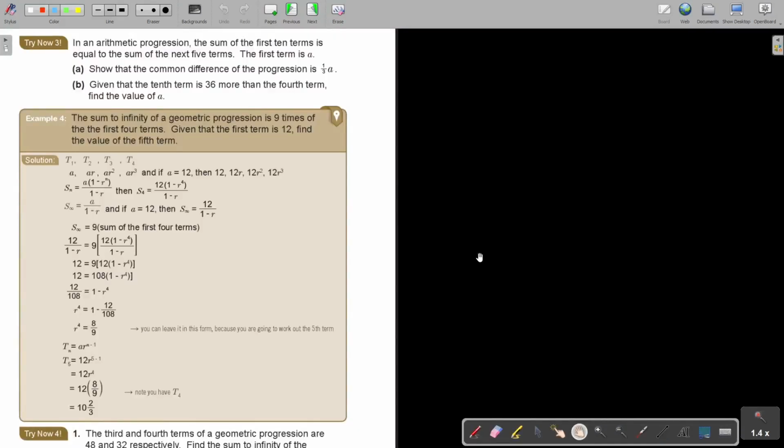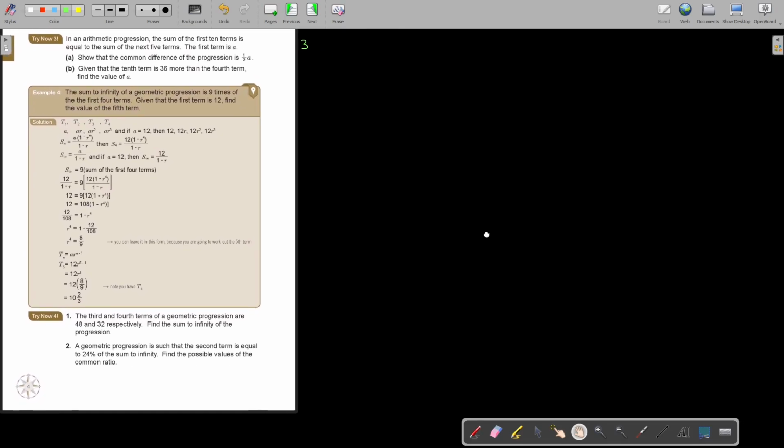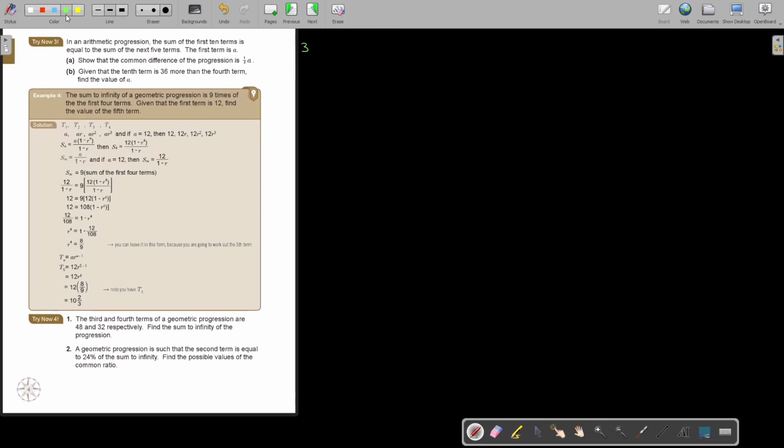I want you to stop the video and I want you to do Try Now 3. You can continue the video as soon as you are finished. Just going to make it a bit smaller so that I have more space to write. In an arithmetic progression, the sum of the first 10 terms, so it's an AP, is equal to the sum of the next 5 terms. The first term is A.